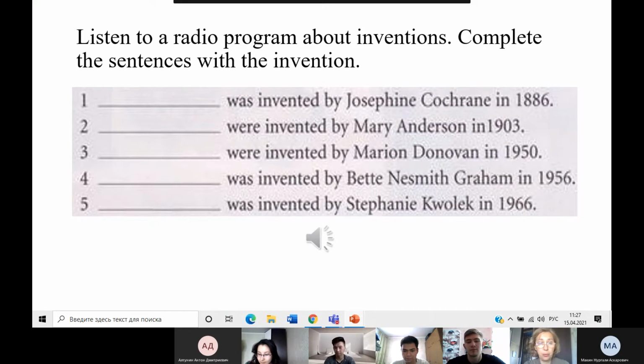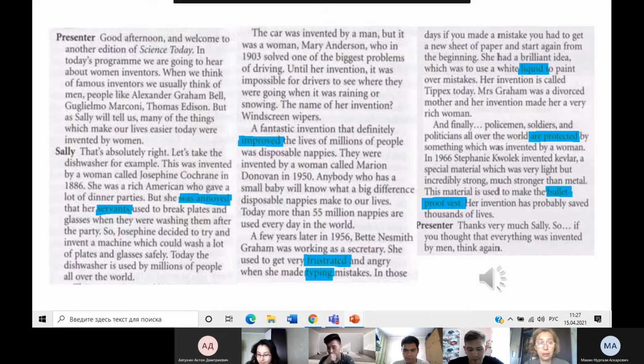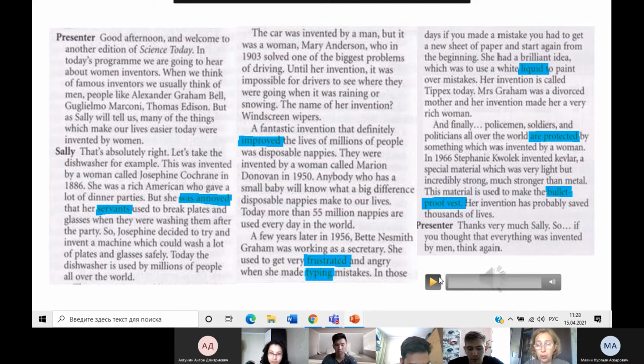And so if you move to the next slide, so here we have the text of just the radio program, and we are going to listen to it for the second time and clear out some details and pay attention to the words, which maybe we don't understand. And so I'm going to switch it on one more time and you'll tell if you hear or not.